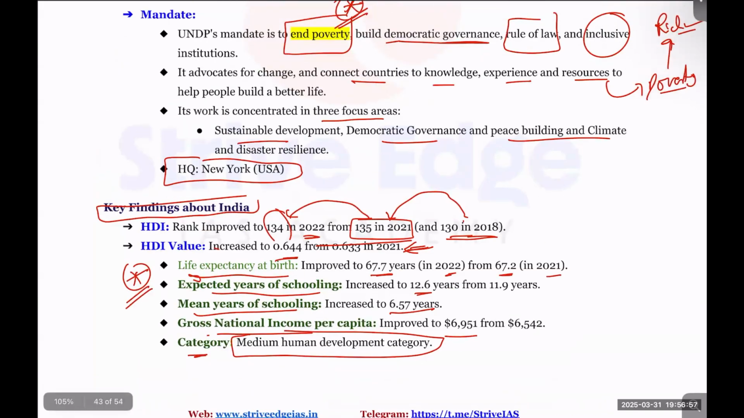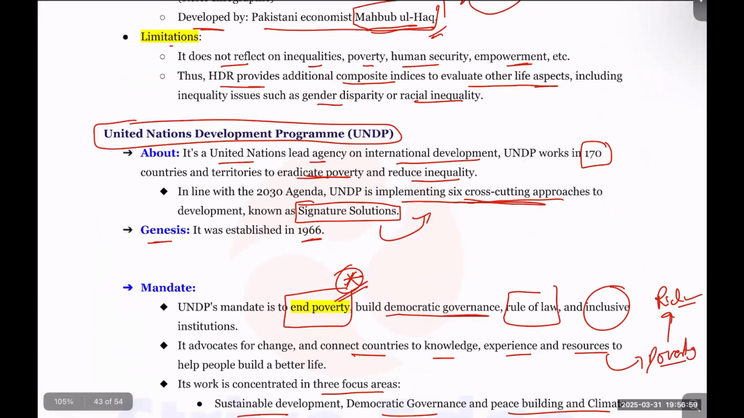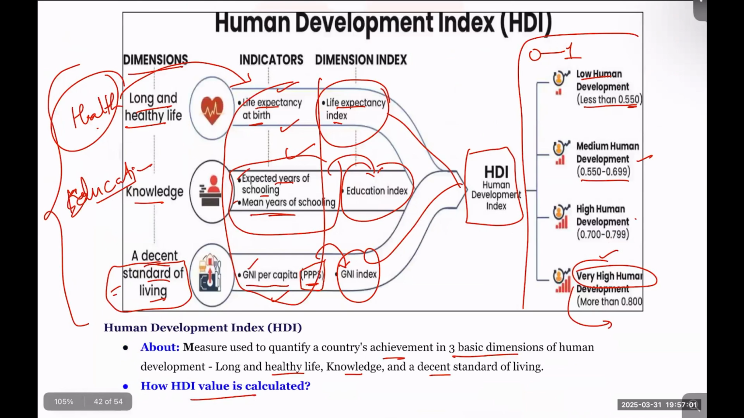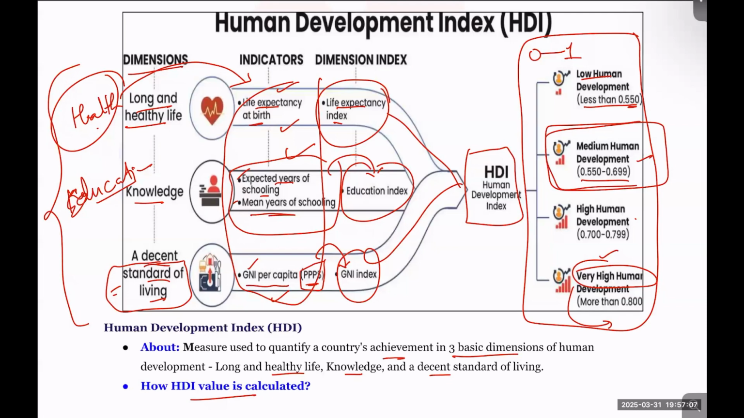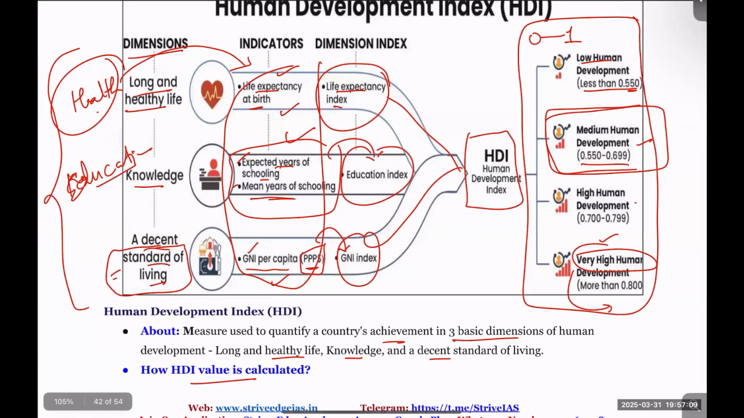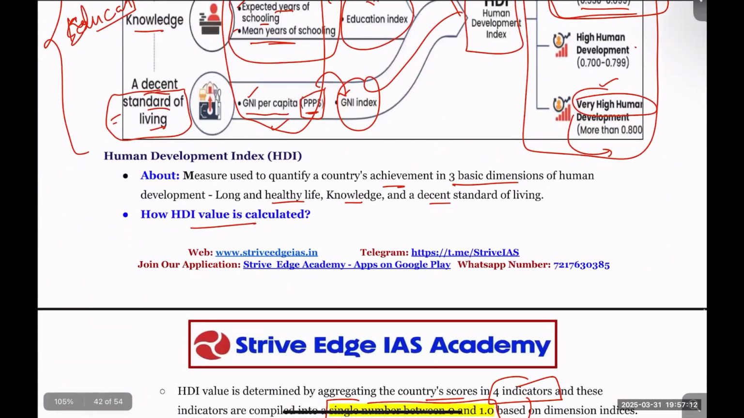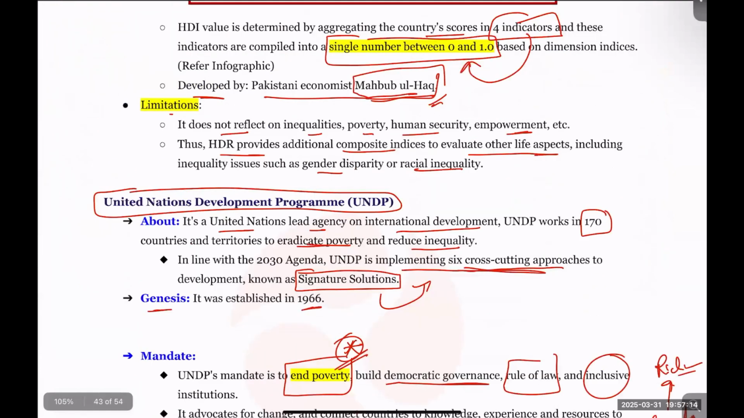We discussed the four categories based on the value of the HDI, right? So India is in the medium range. When it crosses 0.7, then India will be in the higher category.